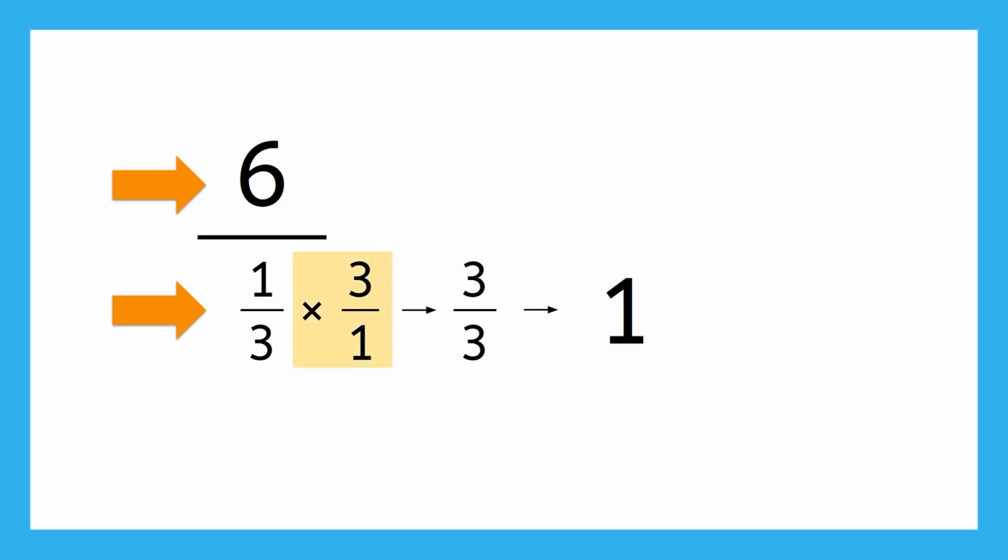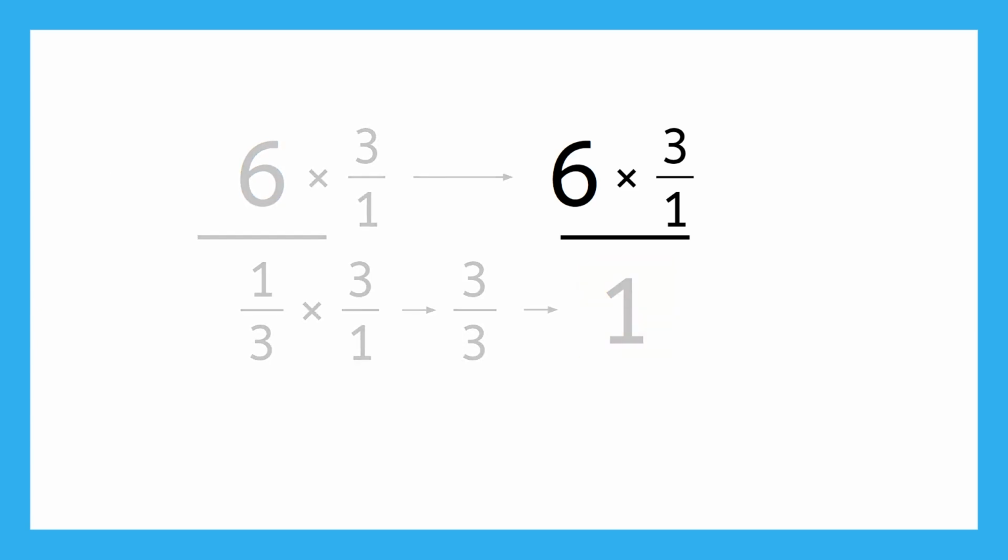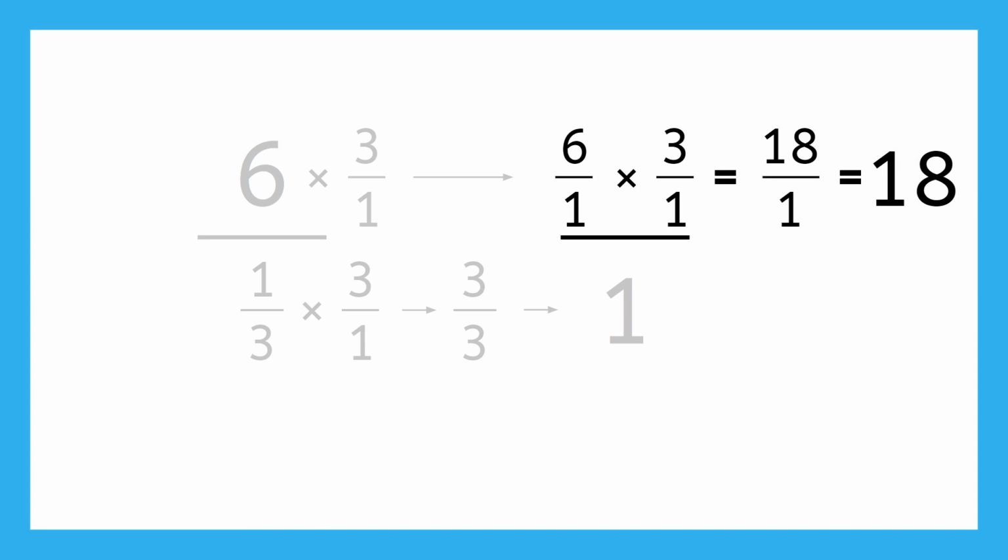If we multiply this bottom part by 3 over 1, then we need to do the same to the top. Now we have 6 times 3 over 1 all over 1. Anything over 1 equals itself, so we can focus on solving what's in the numerator of this division problem. Let's rewrite this 6 in fraction form so we can multiply across. 6 times 3 equals 18, and 1 times 1 equals 1. 18 over 1 equals 18. I need 18 of the 1/3 scoops to get 6 cups of flour.